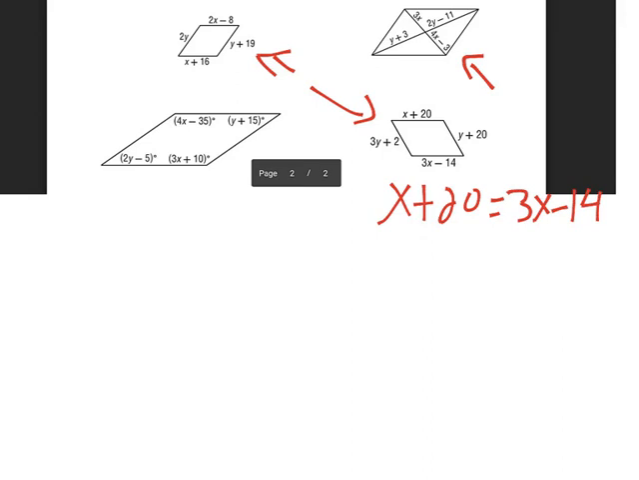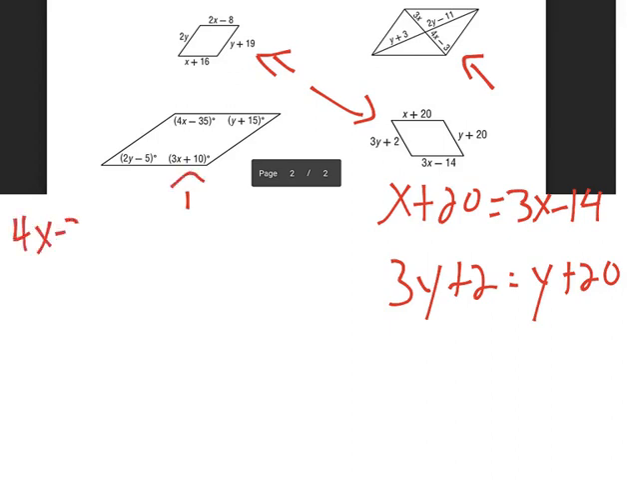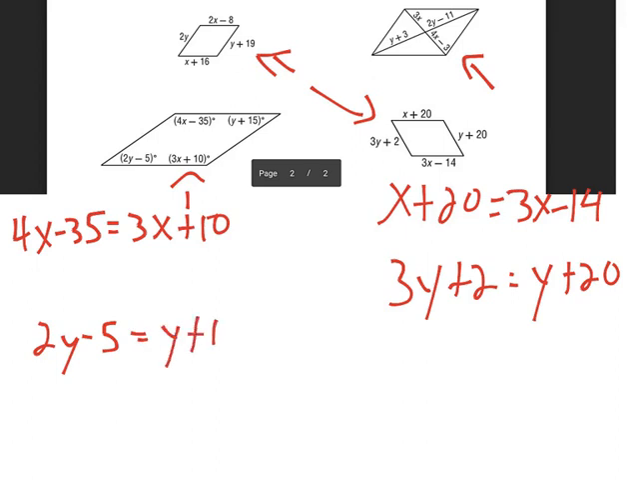Now let's take a look at the review from the last time. Look at these. Remember, diagonals are equal to each other. Remember, sides are equal to each other. Well, down here too. So x plus 20 is going to equal 3x minus 14. And 3y plus 2 is going to equal y plus 20. And in order to solve this one over here, opposite angles are equal. So 4x minus 35 is going to equal 3x plus 10. And 2y minus 5 is going to equal y plus 15.